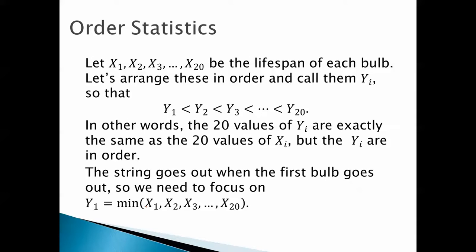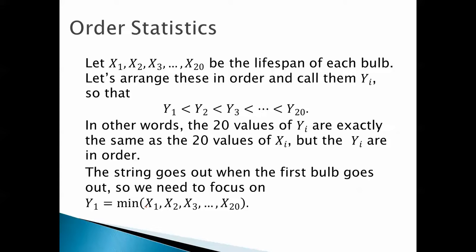Let x1, x2, x3, ..., x sub 20 be the lifespan of each bulb. Let's arrange these in order and call them y sub i, so that y1 is less than y2 is less than y3, ..., is less than y20. In other words, the 20 values of y sub i are exactly the same as the 20 values of x sub i, but the y sub i are in order, and the x sub i are not necessarily in order.